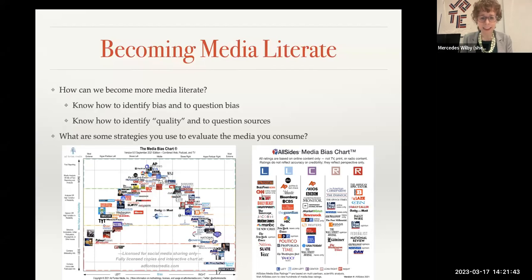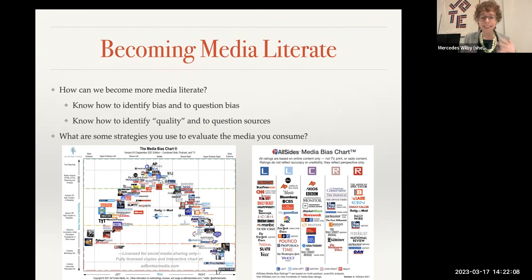I want to take a moment to talk about media literacy. Media literacy basically means: how are we consuming the media effectively, right? Are we reading or watching or listening to the news in a way that allows us to get something out of it? And we've got to ask ourselves, how do we do this? How do we become more media literate?